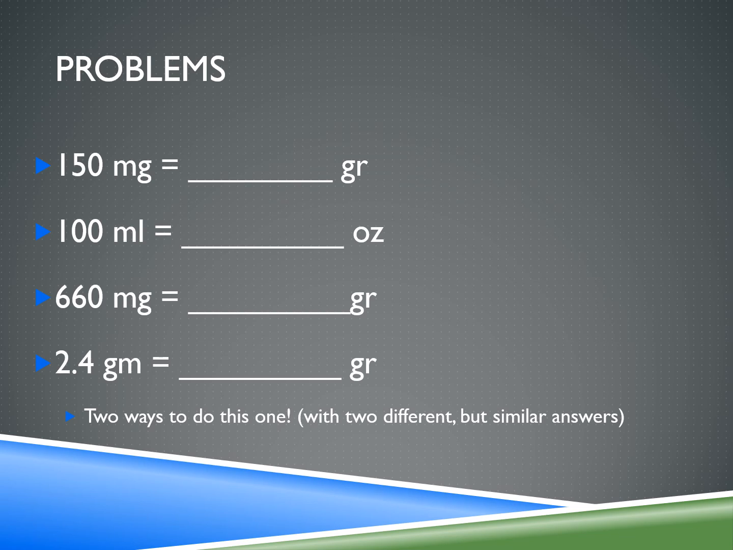Or you can choose to take grams and turn it into milligrams, and then use your milligrams to grains conversion, which is more accurate. Either way is acceptable. So you might even want to try to do that question both ways so you can see how it's done. But take a minute and stop the video and work all of those questions.